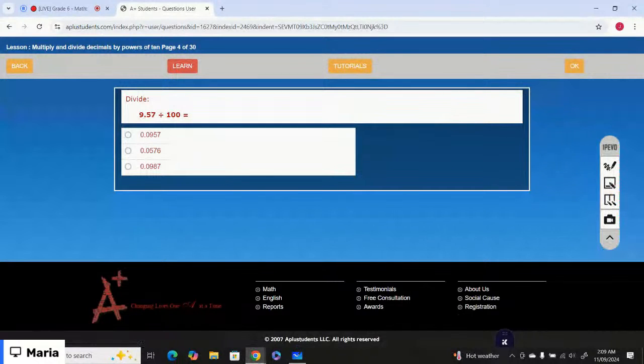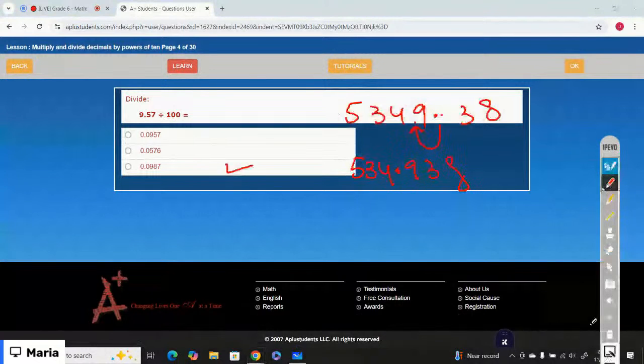Okay, the next one is 9.57 divided by 100. That is again dividing. You have two zeros in the 100. So when you divide, you need to move the decimal point two places left.